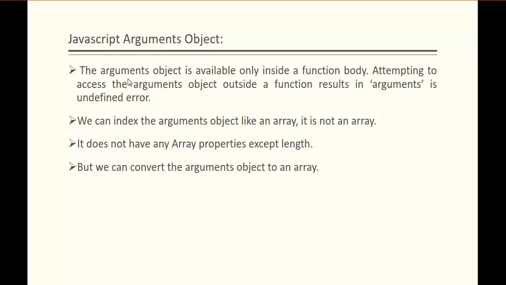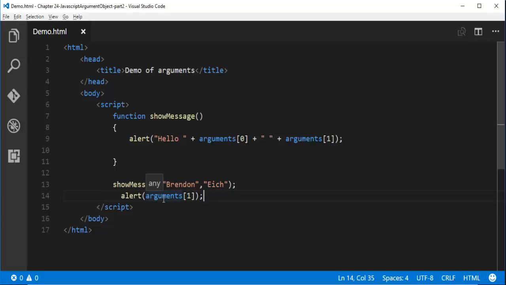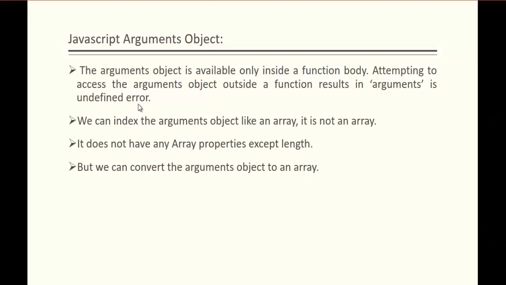Here is the reason for that. The arguments object is available only inside a function body. So this arguments object is available only within this function body, not outside that function body. That's the reason we are getting an undefined error. I hope you understood the meaning of this sentence.